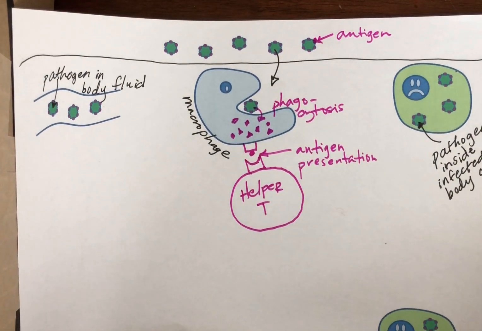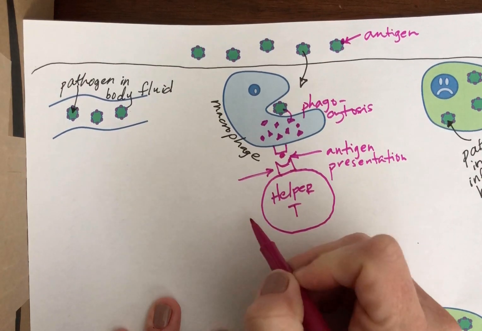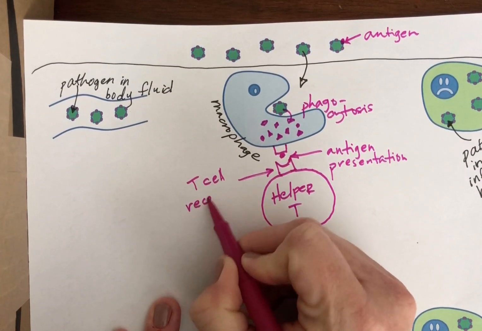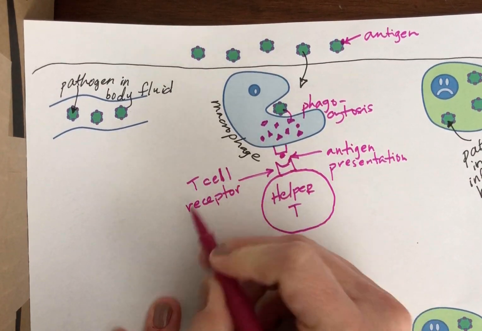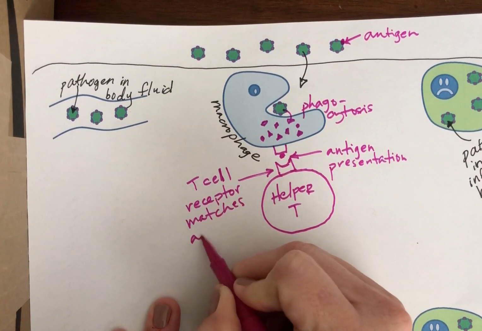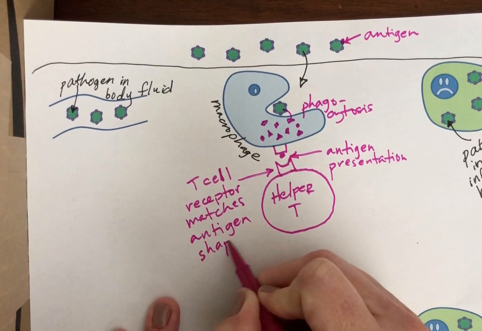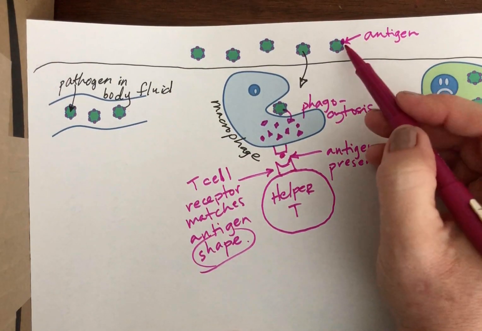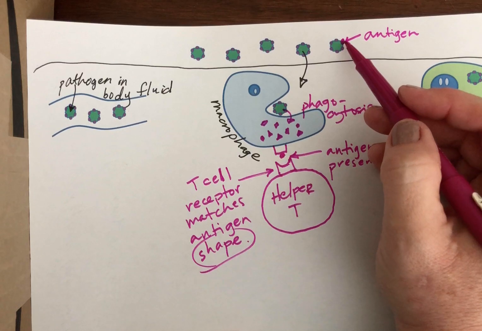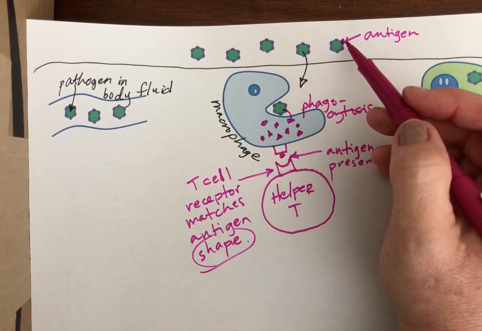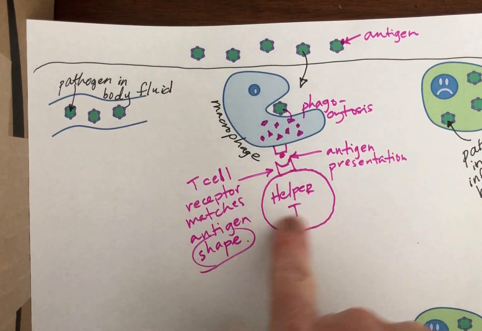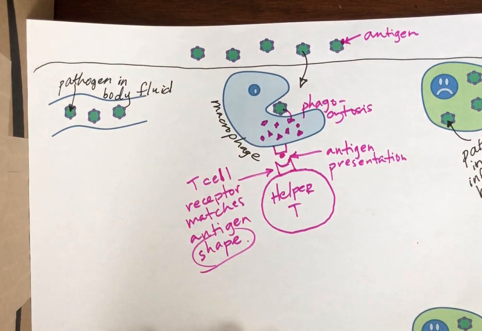And here I'm just going to add that in written form, this T cell receptor matches antigen shape. It's really important. So if you have the coronavirus, hoping you don't, right? But if you do, there's going to be those spikes that you see in the diagrams, and those spikes are unique to that virus. So the antigen on the coronavirus is different from the antigen on any other virus. And so this specificity is important to the adaptive immune response.